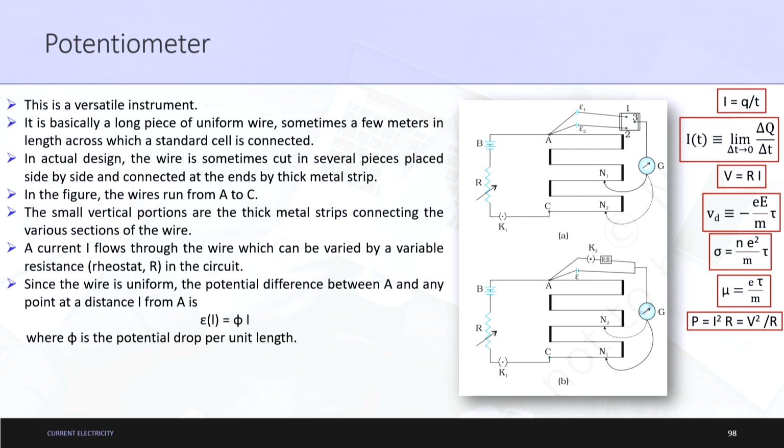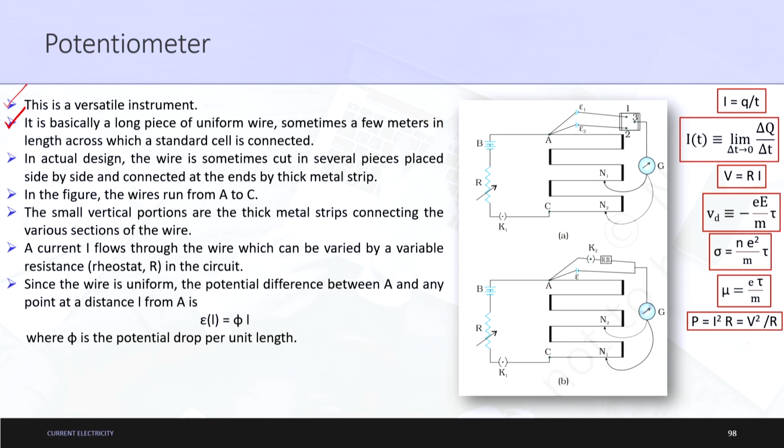First of all, let me just iterate what is written here. So, potentiometer, this is a very versatile instrument. It is basically a long piece of uniform wire, sometimes a few meters in length, across which a standard cell is connected. So, basically what is a potentiometer? Again, nothing but a wire which is connected with a battery, nothing else. This is nothing but a more complex form of how a potentiometer may look. But what is a potentiometer? It is basically a wire which is connected through a cell or a battery.